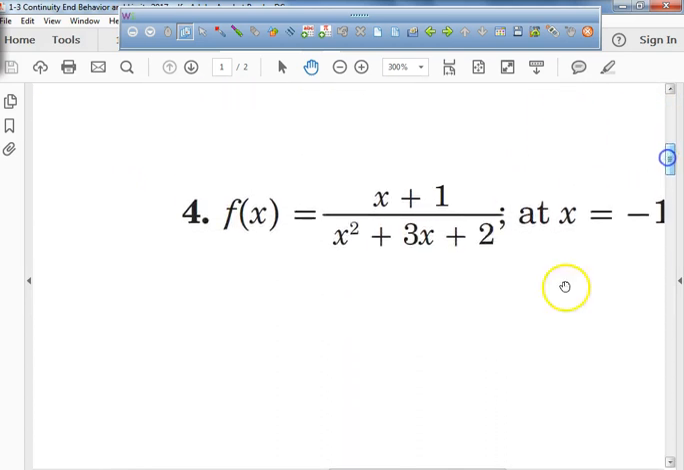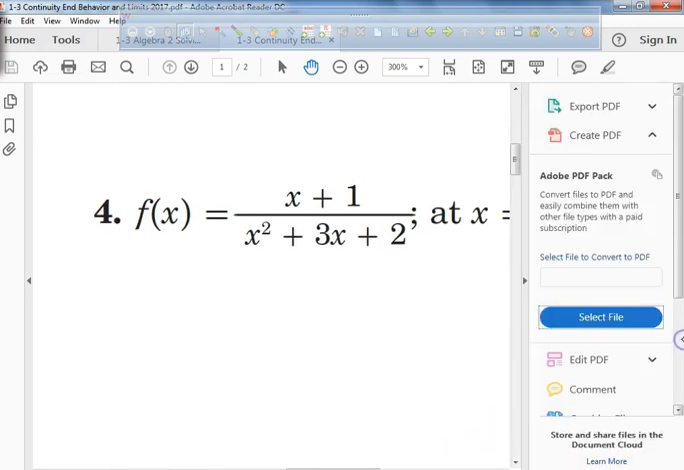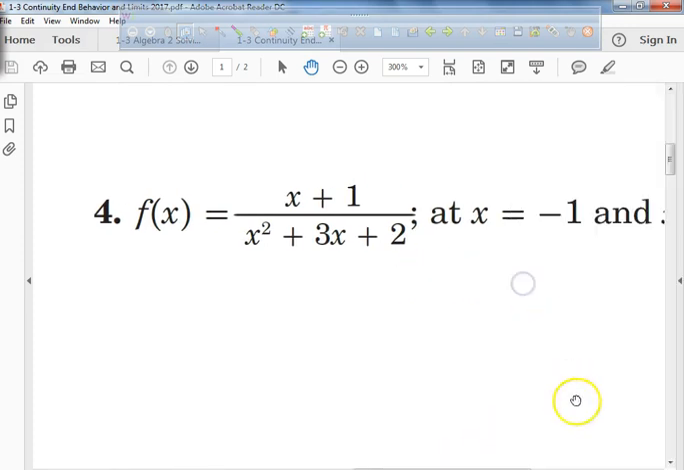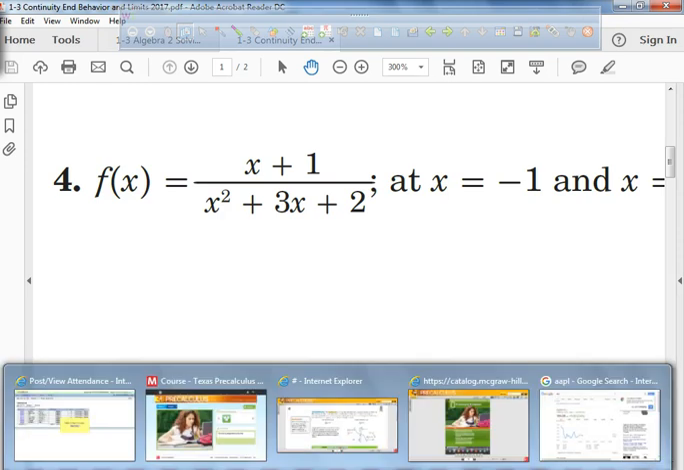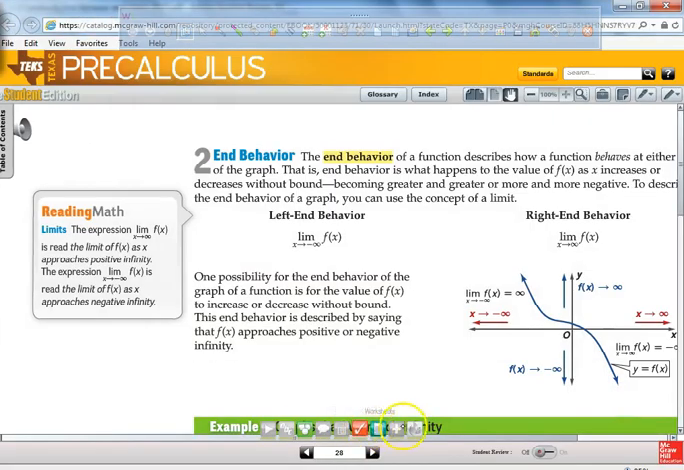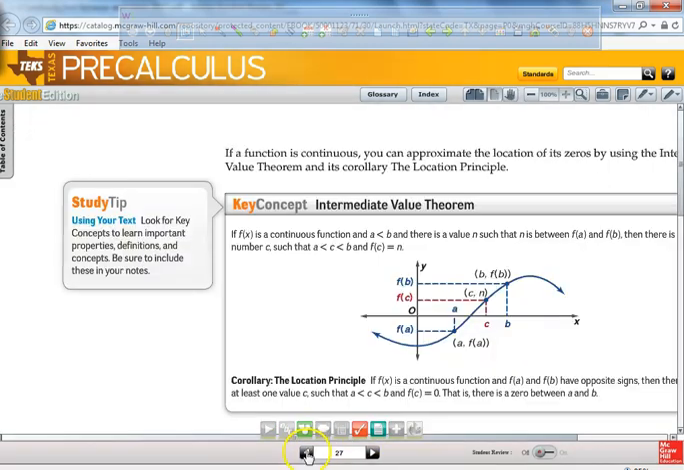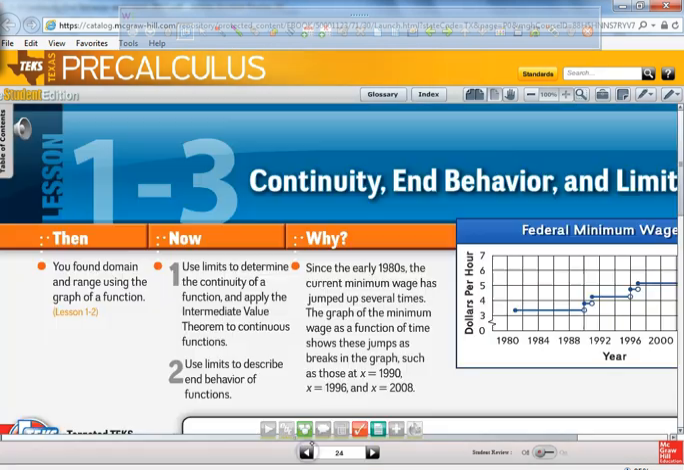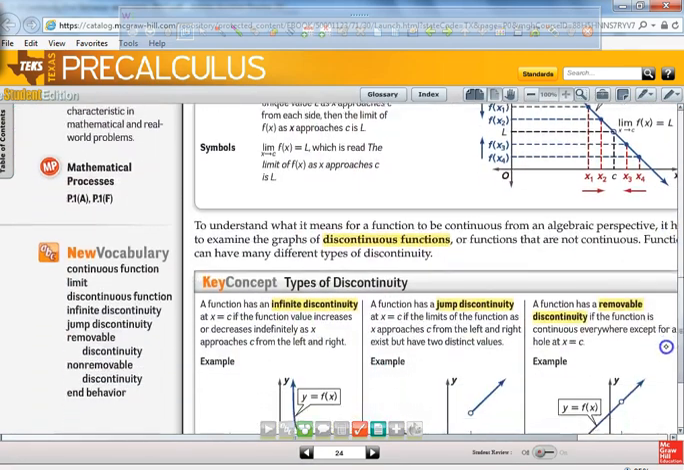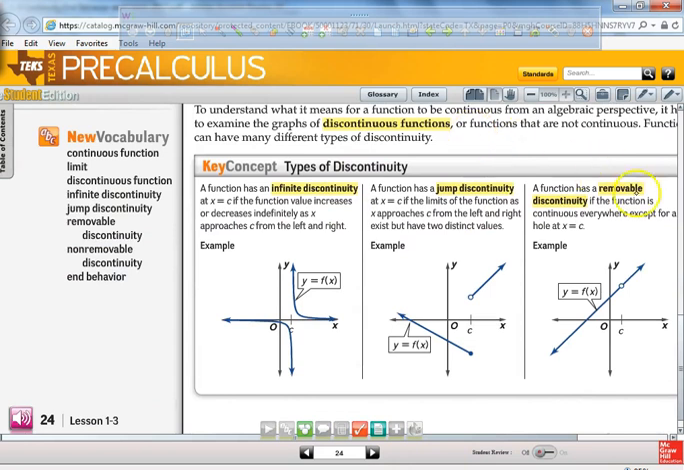What type of discontinuity is there? There are 3 different types, right? There's infinite discontinuity, there's jump discontinuity, and hold on, I'll go back to my pages. Let's look right here. We'll go back so you guys can see this real quick. That's the continuity test. Let's see here. Go down. Right here. Take a screenshot of this.